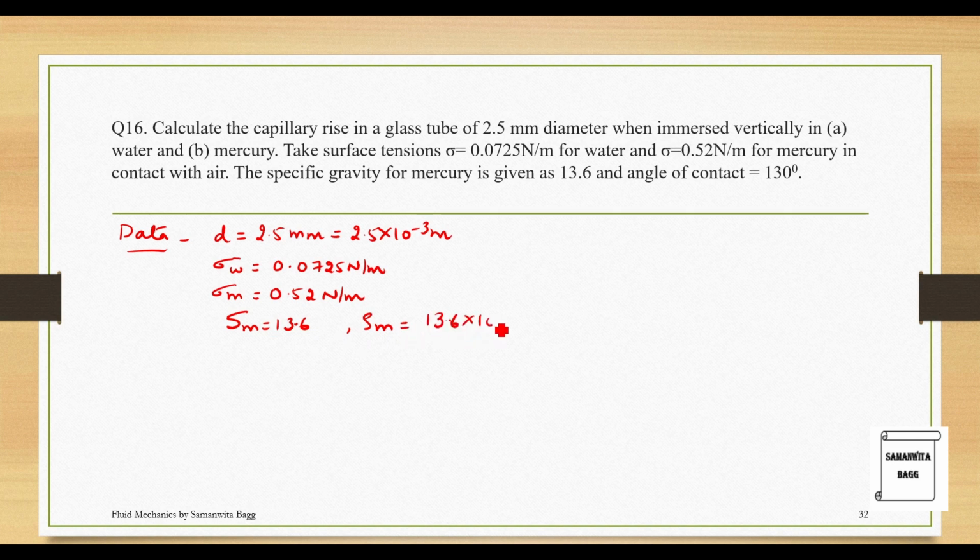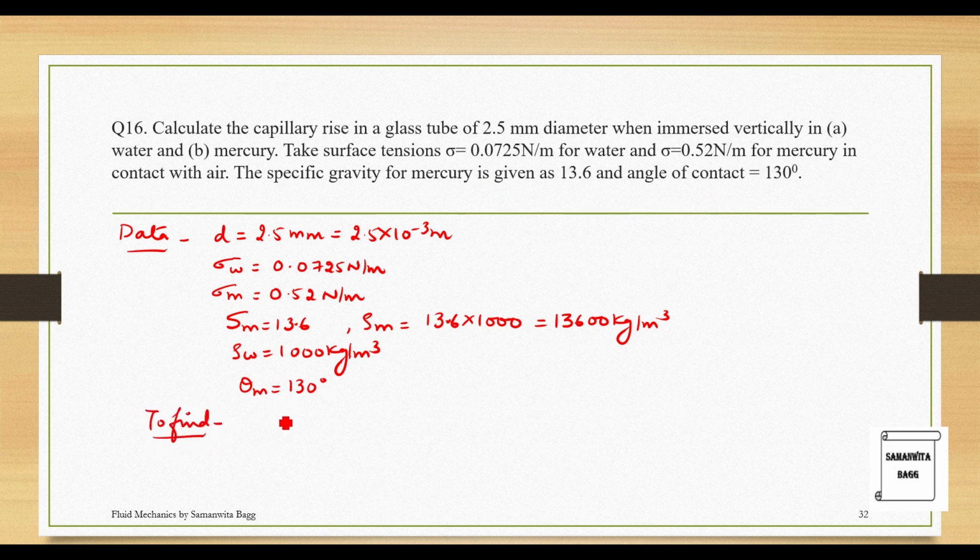13.6 into 1000. This is the rho for water. So this is 13600 kg per meter cube. If you want, you can still write down rho for water is 1000 kg per meter cube. And angle of contact for mercury is given, that is the value of theta for mercury is given as 130 degree.